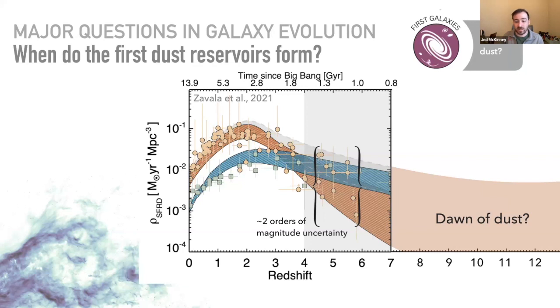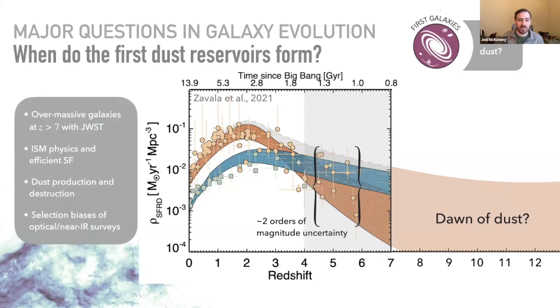This is incredibly important to understand because what dust is doing in these galaxies, and how much dust there is, has implications, for instance, for finding overmassive galaxies at redshifts greater than 7 with JWST. Those may require extraordinarily efficient star formation related to ISM physics that we don't fully understand, and dust plays a really key role in mediating efficient star formation.